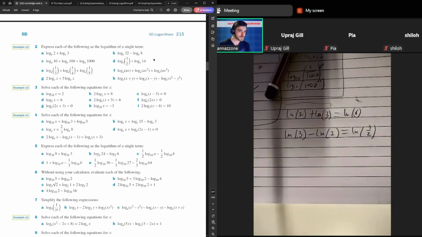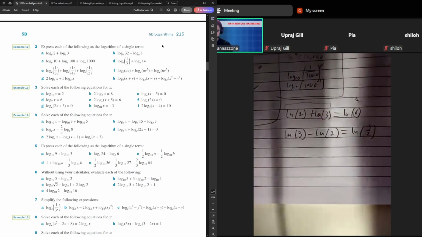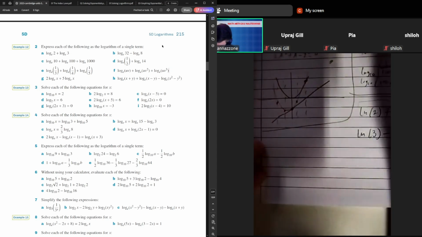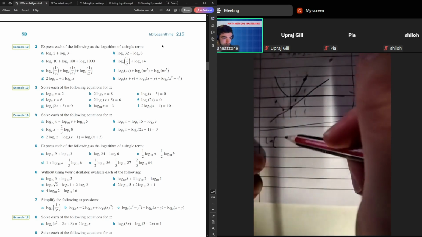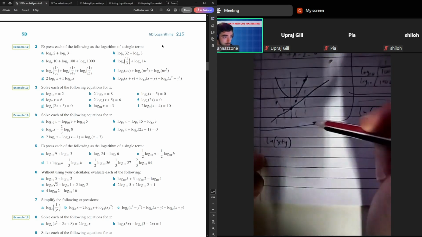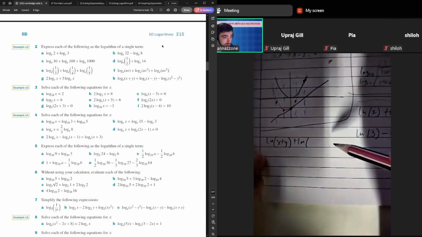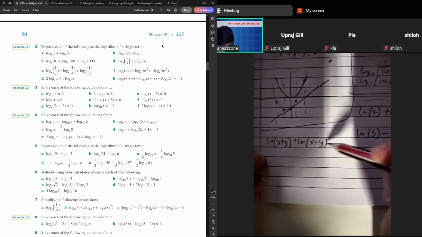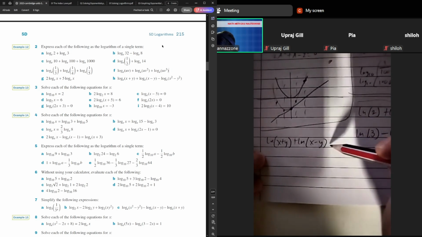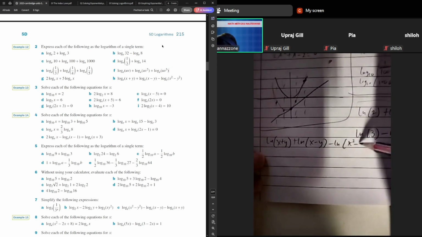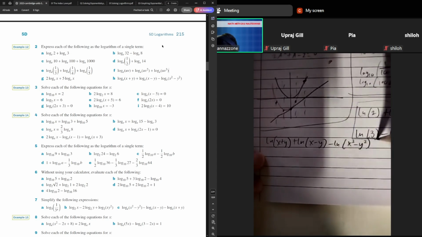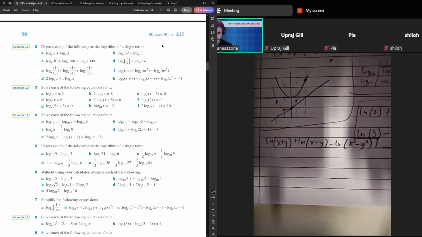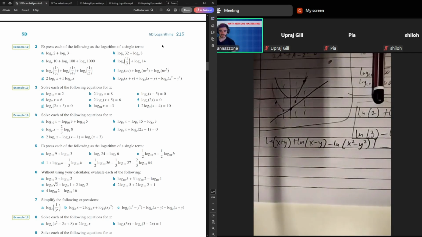Perfect. Okay. Now for something a bit more fun, we'll put multiple log laws together. So let's go straight to H. I'll write that one down. I'm going to have natural log of x plus y plus natural log of x minus y, and then minus natural log of x squared minus y squared. Cool. So, got multiple things going on there. What might we start doing?